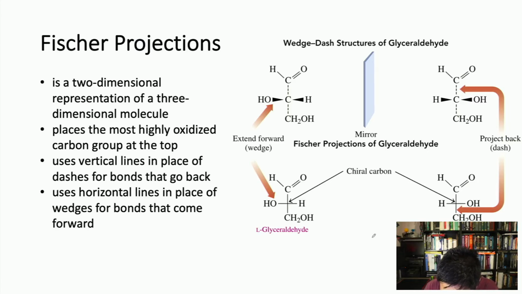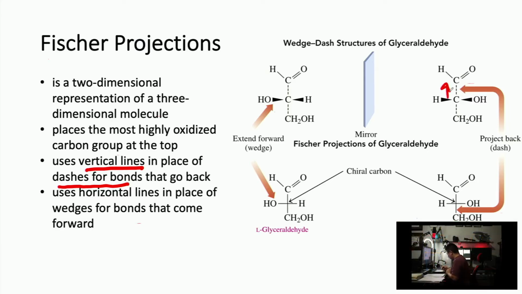Basically, in a Fischer projection, vertical lines take the place of dashed bonds. If you remember what a dashed bond is, it's when the bond is going backwards, like into the board, or into the screen. It's going backwards. I know I'm pointing upwards there, but I'm going into the wall. And so if you have a dashed bond and you change it to a Fischer projection, it turns into a straight vertical line.